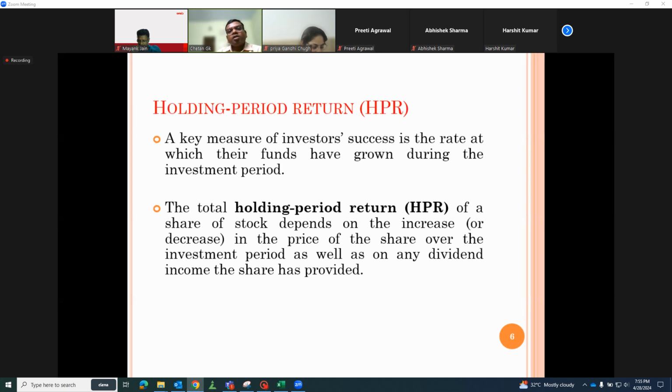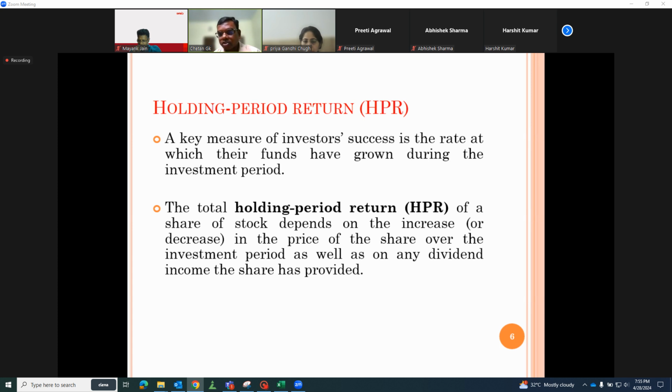The total holding period return of a share of a stock depends on the increase in the price of the share over the investment period, as well as any dividend income the share has provided, which means you have two types of return if you have invested in the stock. One is the dividend return, the other one is the capital appreciation.